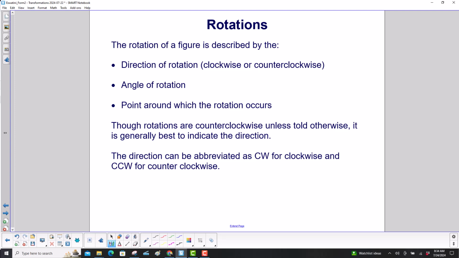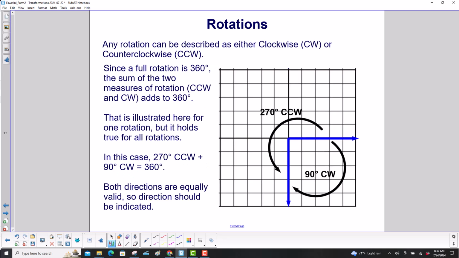The rotation of a figure is described by the direction of rotation, which can be clockwise or counterclockwise, the angle of rotation, and the point around which the rotation occurs. Though rotations are counterclockwise unless told otherwise, it is generally best to indicate the direction. The direction can be abbreviated as CW for clockwise, and counterclockwise would be CCW.